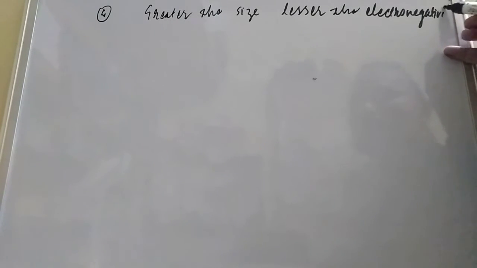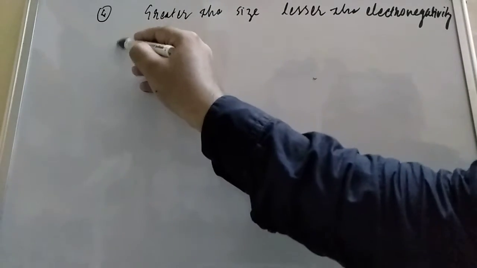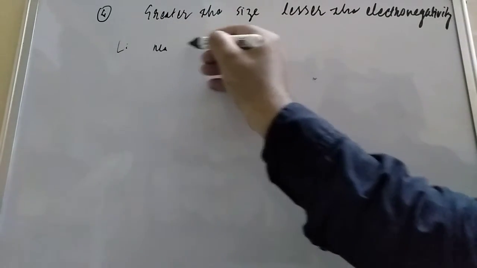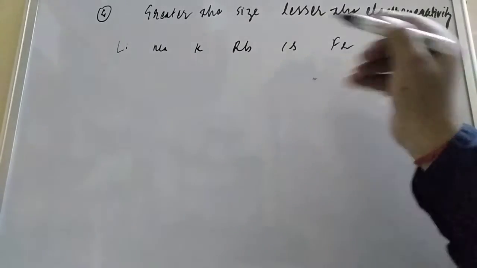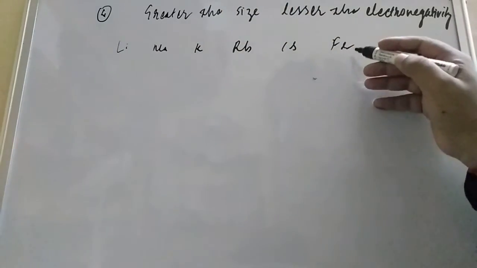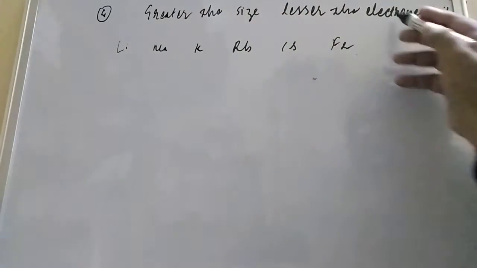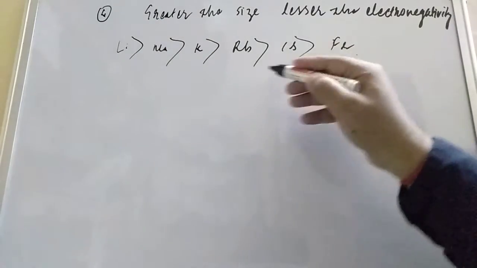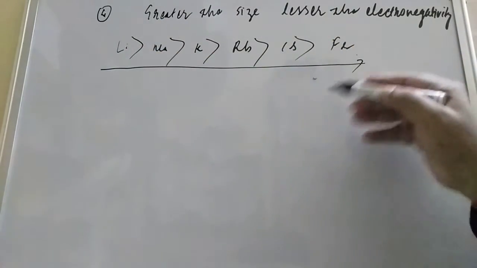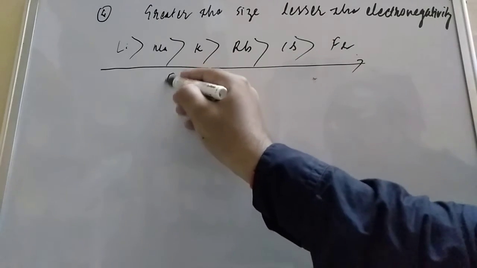Dear friend, how to prove this point? Suppose we talk about lithium, sodium, potassium, rubidium, cesium, francium. Greater the size, lesser the electronegativity. So which one will be the more electronegative atom, student? This is the electronegativity order.